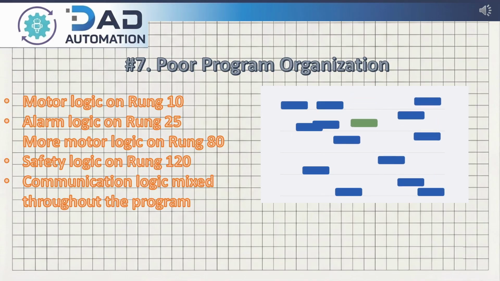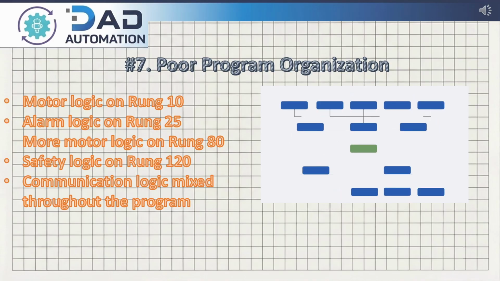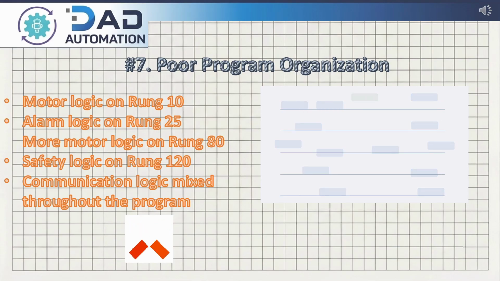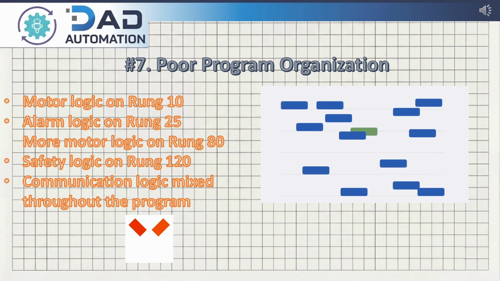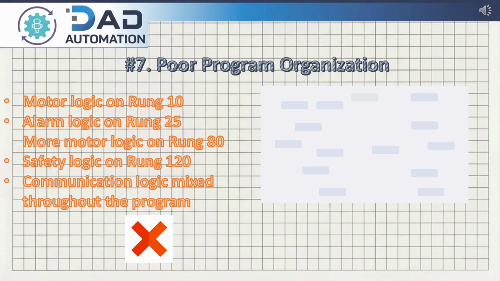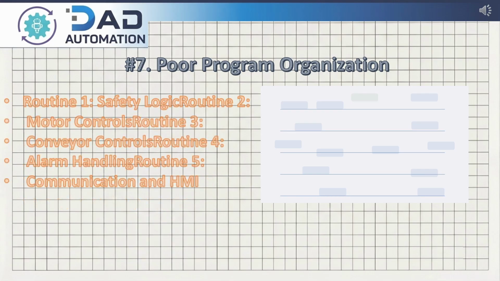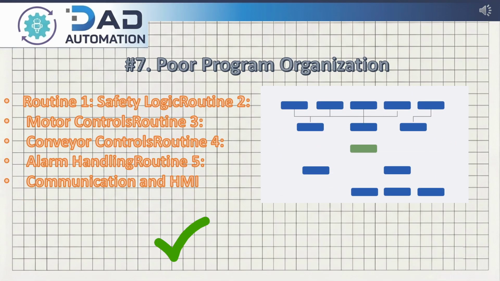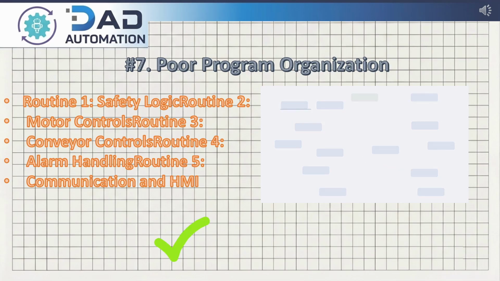Finding a specific piece of logic can take a long time, especially during troubleshooting. A well-organized PLC program is much easier to read, modify, and maintain. Similar functions should be grouped together. For example, motor control logic can be placed in one routine, alarm handling in another routine, and communication logic in a separate routine. Clear routine names, meaningful tag names, and proper comments also help make the program easier to understand. If another engineer needs to work on the program, they should be able to quickly find the logic they are looking for.